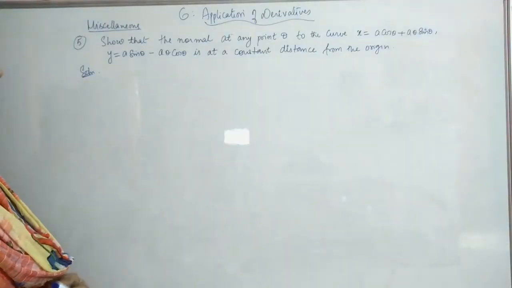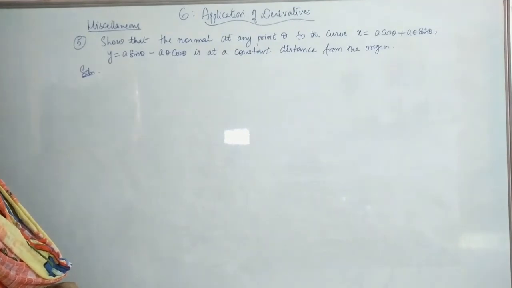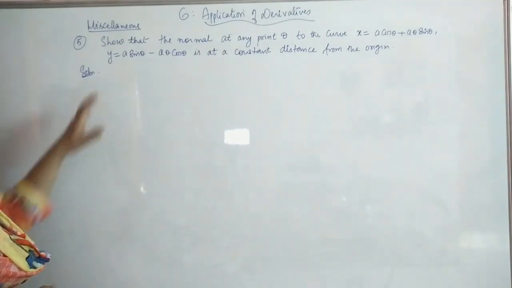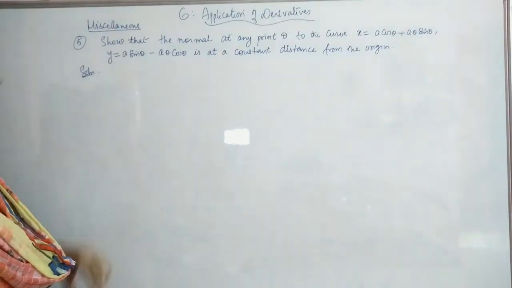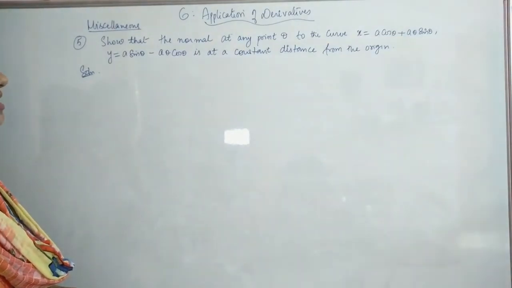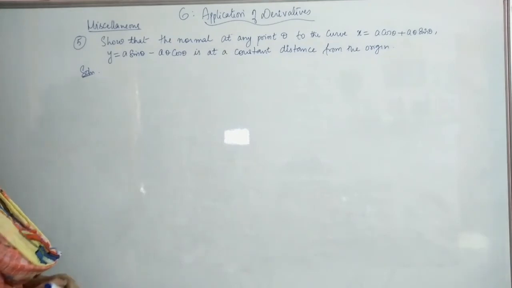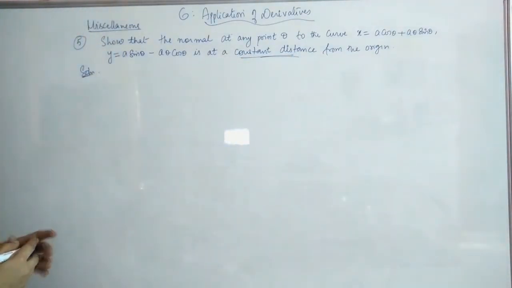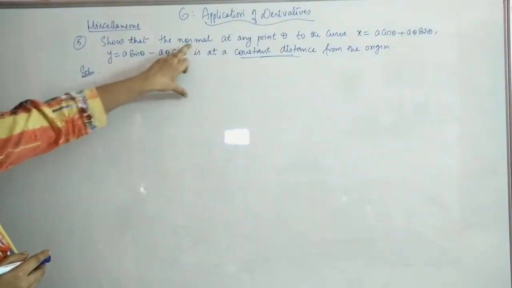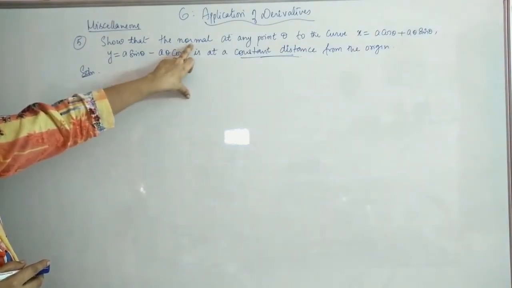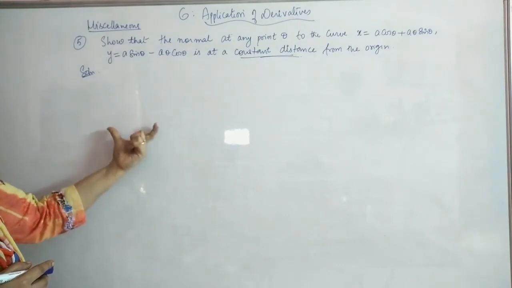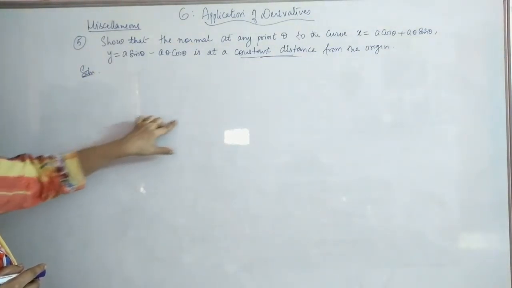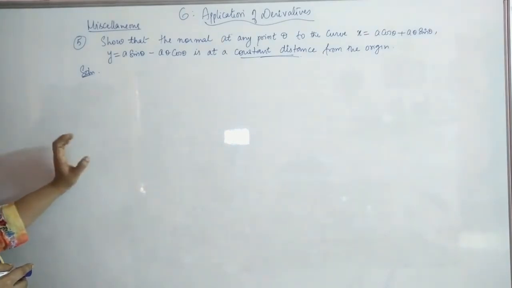Number 5: show that the normal at any point theta to the curve x equal to a cos theta plus a theta sin theta and y is equal to a sin theta minus a theta cos theta is at a constant distance from the origin. At a constant distance from the origin means first you have to find the equation of the normal. After that, if you have a line's equation and a point, you can find the perpendicular distance, the minimum distance.